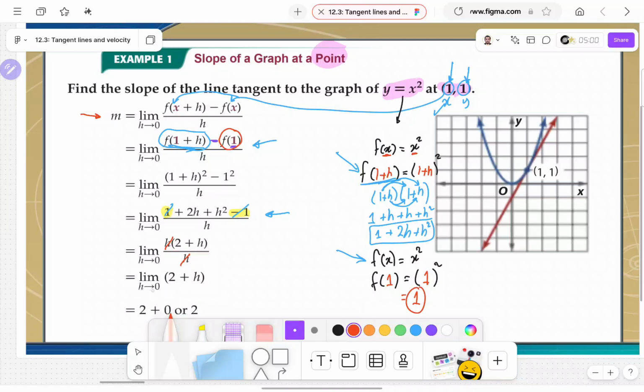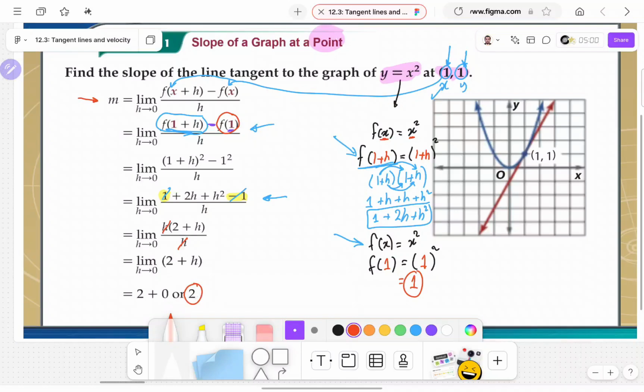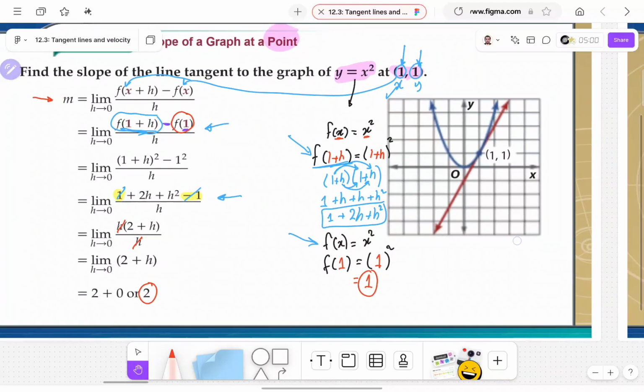Now look at the limit. Let's approach where h goes to 0. So I replace h with 0, and the final answer will be 2 plus 0, which equals 2. So this is how we can solve the question using the formula.